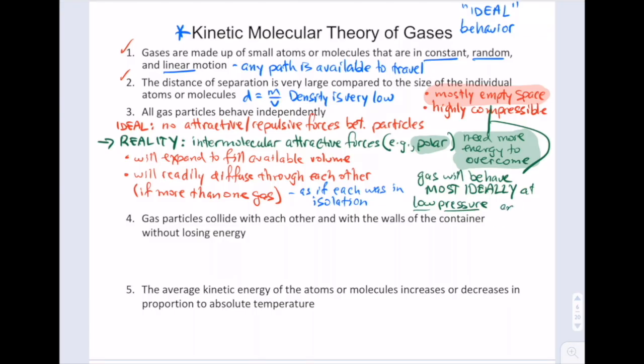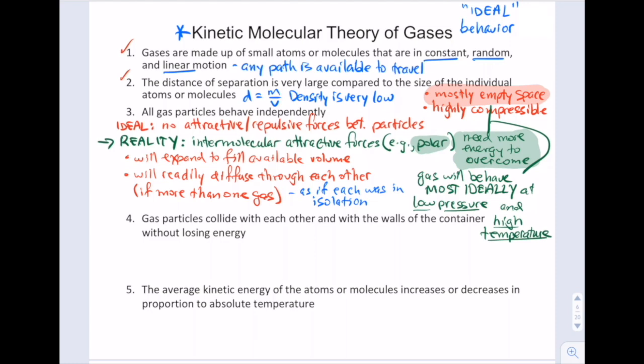But also a high temperature. And that's what we get from overcoming the intermolecular attractive forces. So in general, the lower the pressure and the higher the temperature, the more any given gas will behave ideally. All right, let's go on to assumption 4.